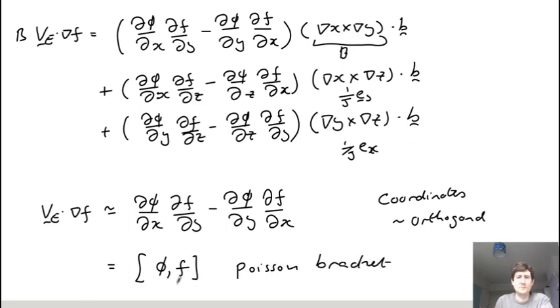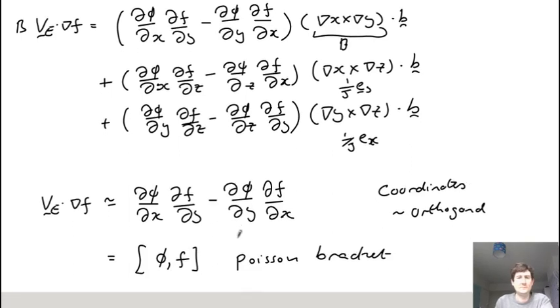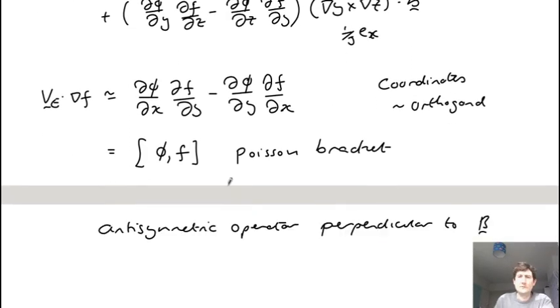So reduced MHD models are often written in terms of these brackets, and what they mean is just these anti-symmetric operators perpendicular to the magnetic field. So when we implement these models numerically, the choice of how we solve this can be quite important.